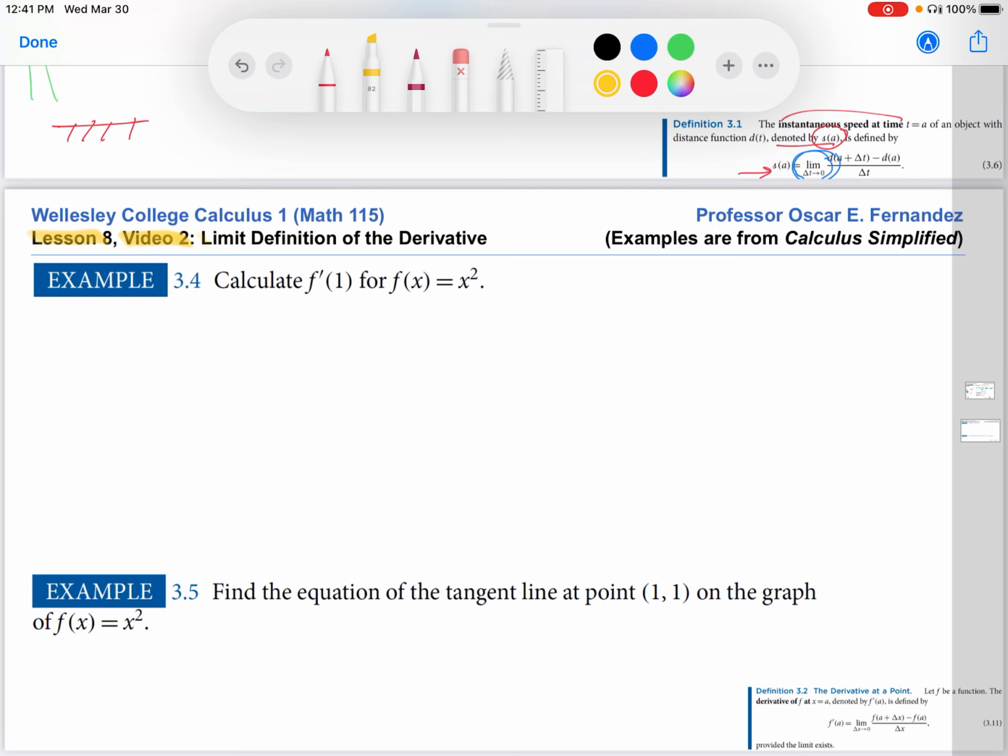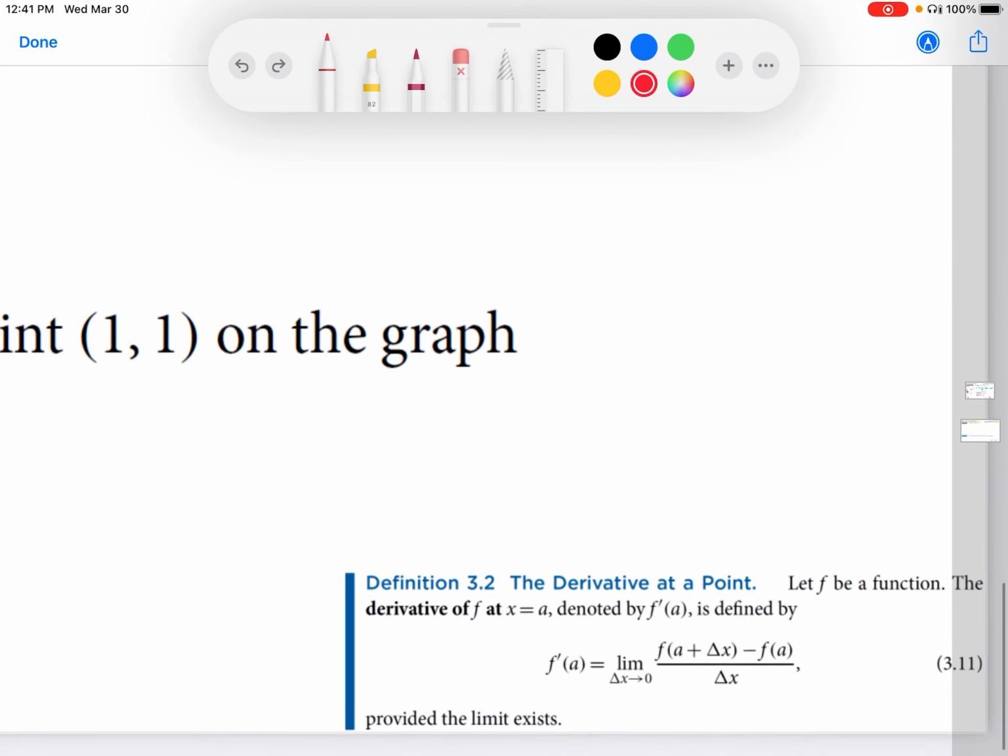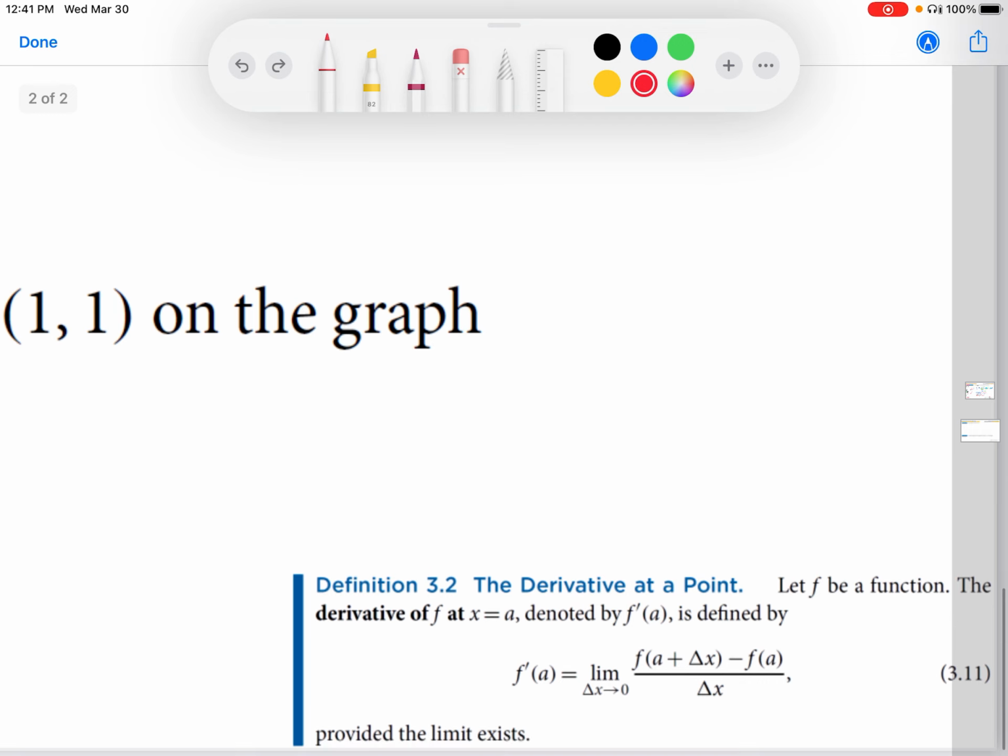We're talking here about the limit definition of the derivative. So we'll do a couple examples here from Calculus Simplified to see if we can get more comfortable with this concept. You'll notice over here on the lower right, I have inserted that limit definition of the derivative. So let me just zoom in there, go over it for a minute.